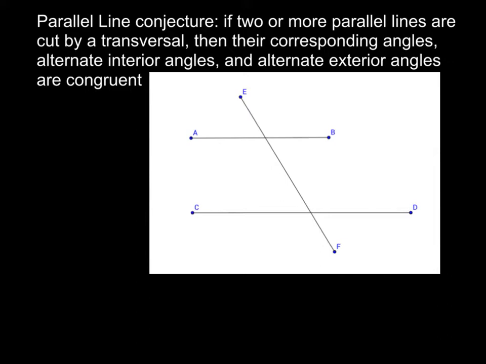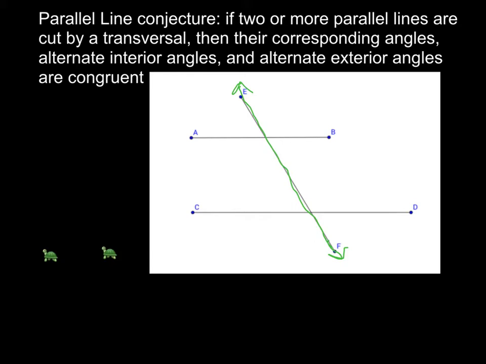If two or more parallel lines are cut by a transversal, then their corresponding angles, alternate interior angles, and alternate exterior angles are congruent. Okay, so what does that even mean, right? This is a mouthful. So first of all, the transversal. The transversal in this problem is this line here. It looks like a segment, but in reality, it could be a segment, could be a line. EF. Okay, so that is a transversal. All it is is a line that intersects two parallel lines.